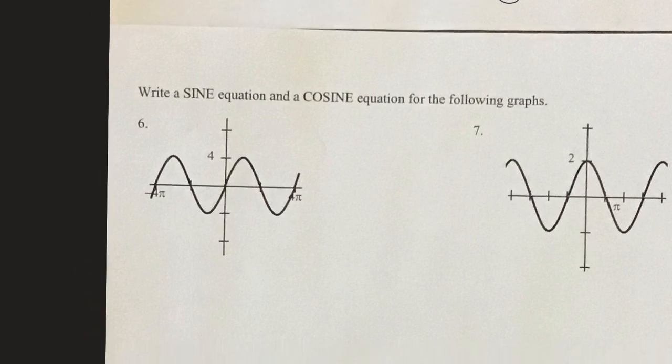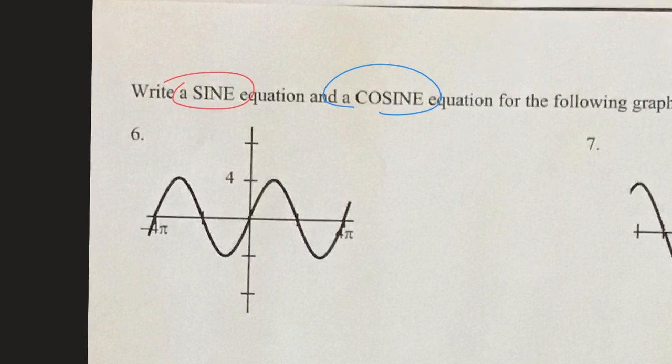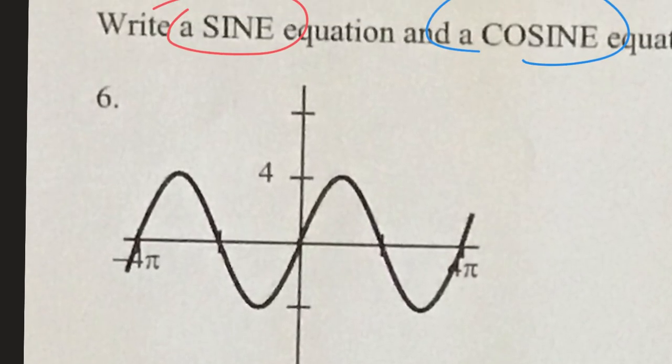Okay, our next 3 want 2 equations. It wants a sine equation and it wants a cosine equation for each graph. Okay, one will be natural and the other one will have a phase shift. Okay, so we got to think, which is a natural? It's number 6. Is this a natural sine or a natural cosine graph? Because it starts at the origin and goes up, it is a natural positive sine graph.